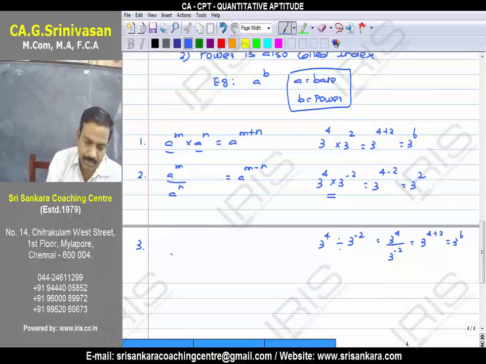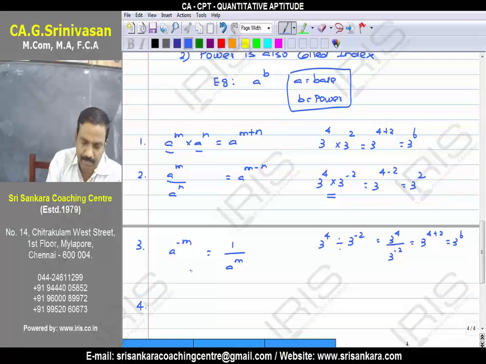Now the next formula is going to be a power minus m. What is the formula for a power minus m? Whenever a negative power is there, we have to make it a positive power. So negative power means you try to write it in the positive power. How should it be written? 1 divided by a power m. So whenever a negative power is there, by writing it on the reciprocal side, we can make it positive.